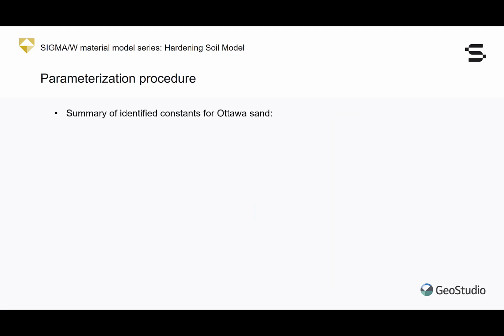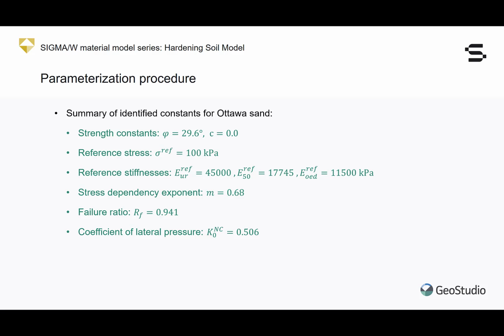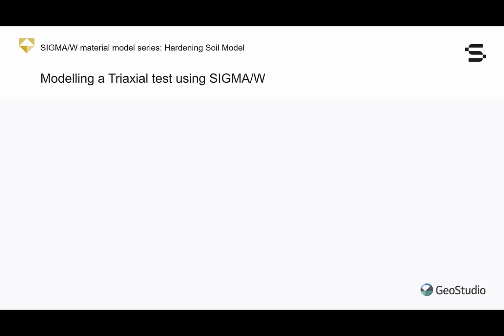The results of the parameterization procedure for the Ottawa sand can be summarized as follows. Our two strength constants gave us a friction angle of 29.6 and a cohesion of 0. The reference stress was 100 kilopascals and the reference stiffnesses were calculated accordingly. The stress dependency exponent and the failure ratio were estimated as 0.68 and 0.941 respectively, and the coefficient of lateral earth pressure was obtained from Jaky's formula to be 0.506.